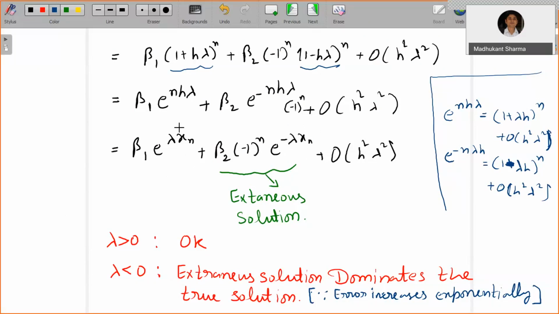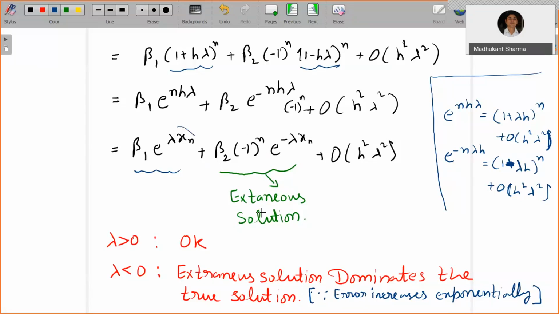Because the true solution is given by e to the power lambda x, the first term corresponds to the true solution, but the second term will not create any problem as long as lambda is greater than 0. But once lambda is less than 0, this solution will actually dominate the true solution, and therefore the error increases exponentially. This solution is also known as the extraneous solution. Okay, right. So this established that the midpoint rule has some stability issue.